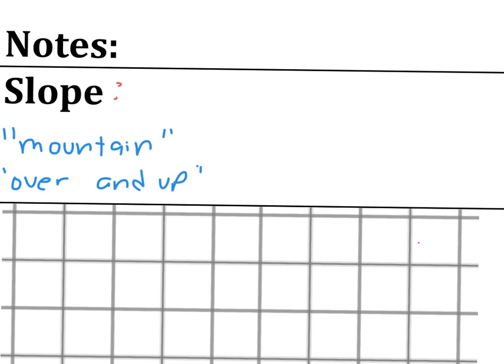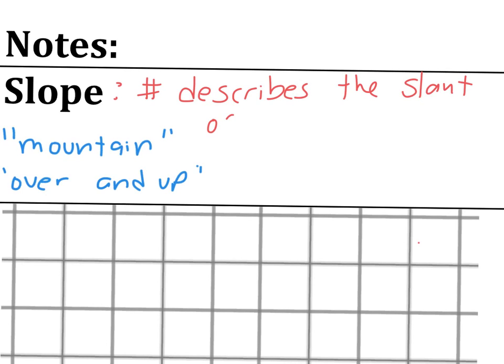What does slope mean? A number that describes the slant of a line. So how steep is the line? Now, when we start talking about it in terms of pure math, we can write it like this. We always use the letter M for slope, probably because a Frenchman came up with it, and the French word for mountain is something like monter.